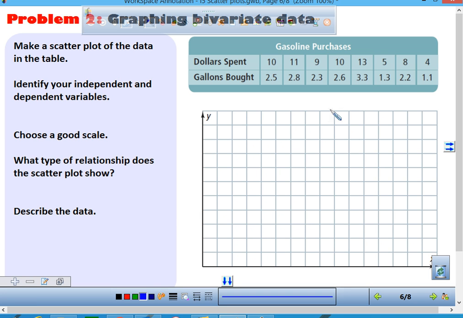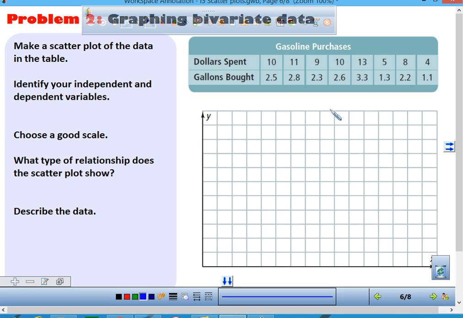Okay. So the next thing, you're going to make your own scatter plots now. I give you the points. You have to graph them. I didn't label the axes, and I did not give you intervals as to what to go by on each axis. So you have to figure those out. Okay, so we have dollars spent, gallons bought. You have to figure out which one is dependent on the other.